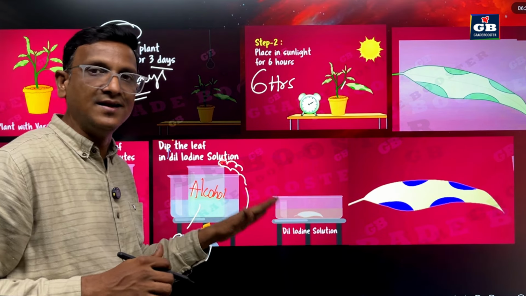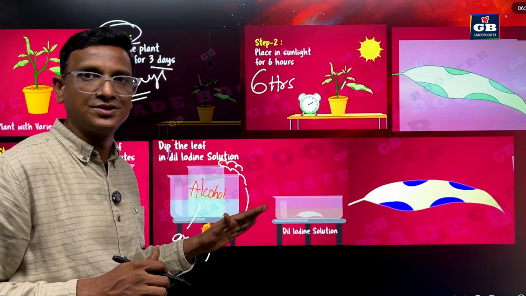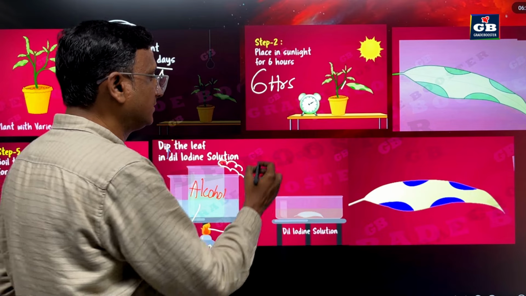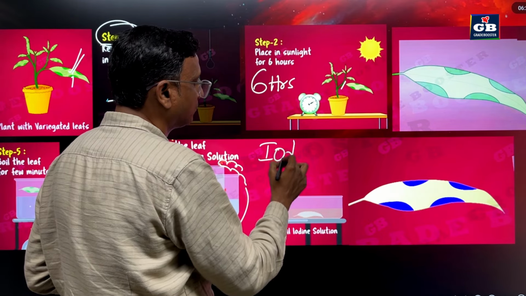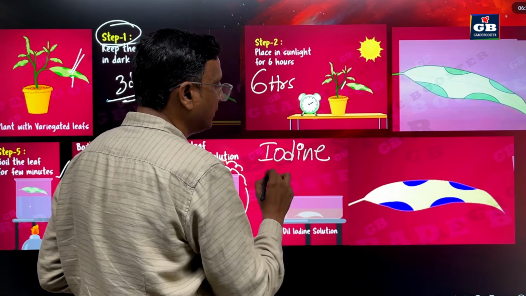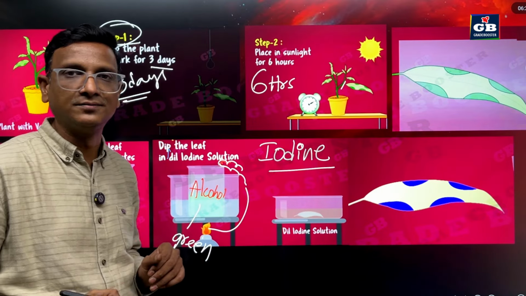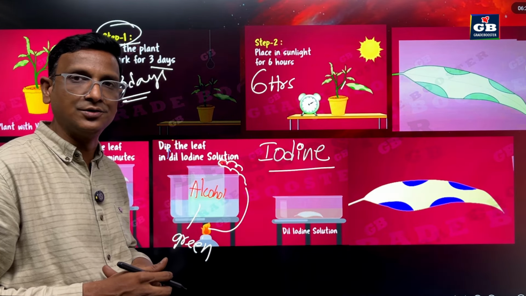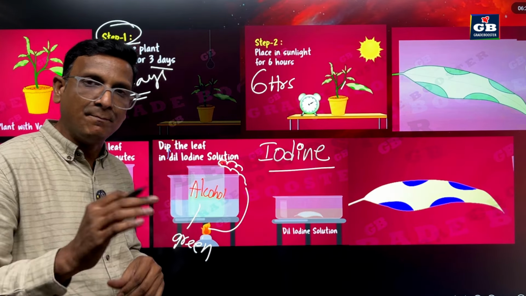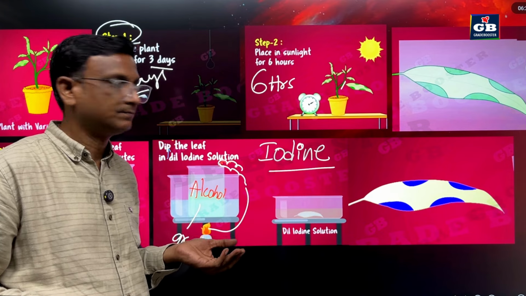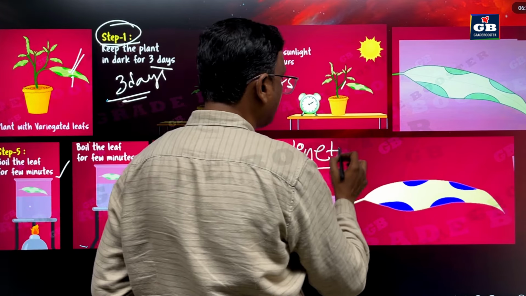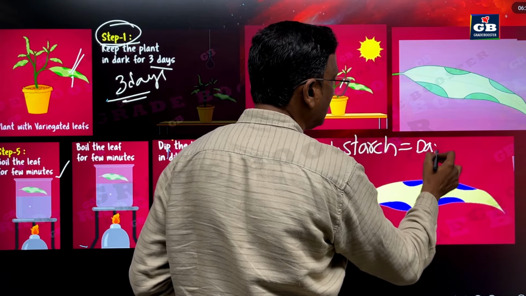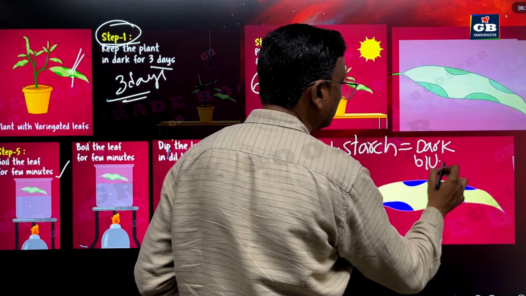And we are going to test the leaf for the presence of starch. The presence of starch can be tested by using iodine solution. If you put a few drops of dilute iodine solution on the leaf, some parts of the leaf turn dark blue. When iodine reacts with starch, it gives a dark blue color.